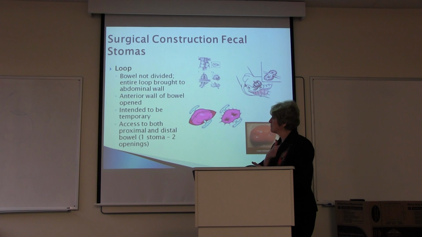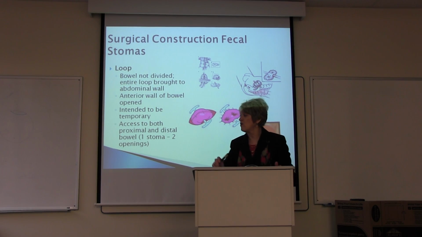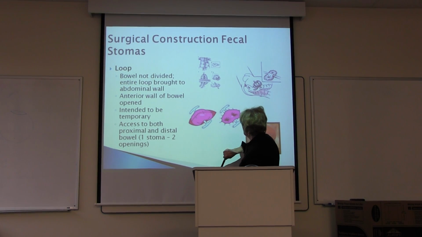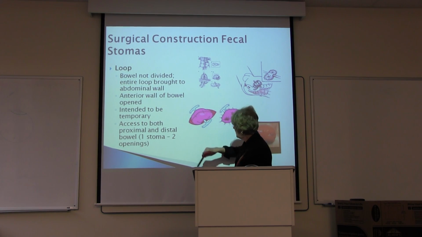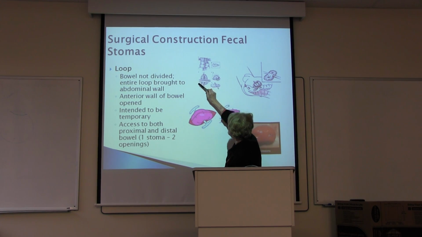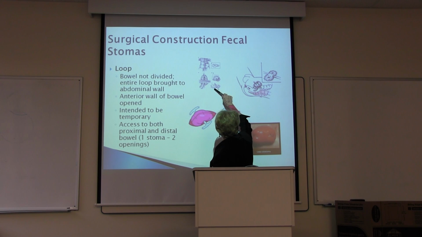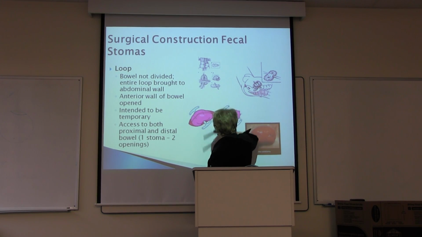So let's first talk about loop versus end colostomy. Now, with the loop colostomy, as you can see, you've made an opening in the abdominal wall. You have not divided the bowel. Instead, you've reached in, you've brought out the entire loop of bowel. So here you can see you made the opening in the abdominal wall, you brought out the entire loop of bowel. So it comes up, out, down, and keeps going.